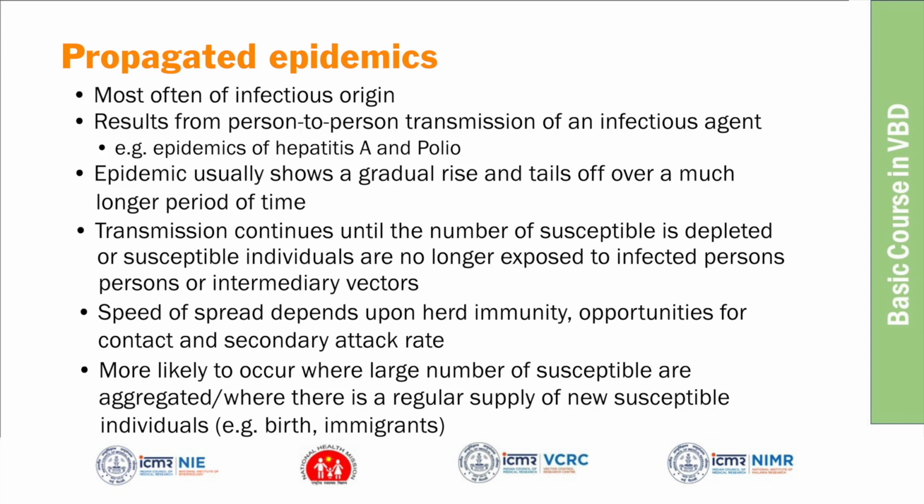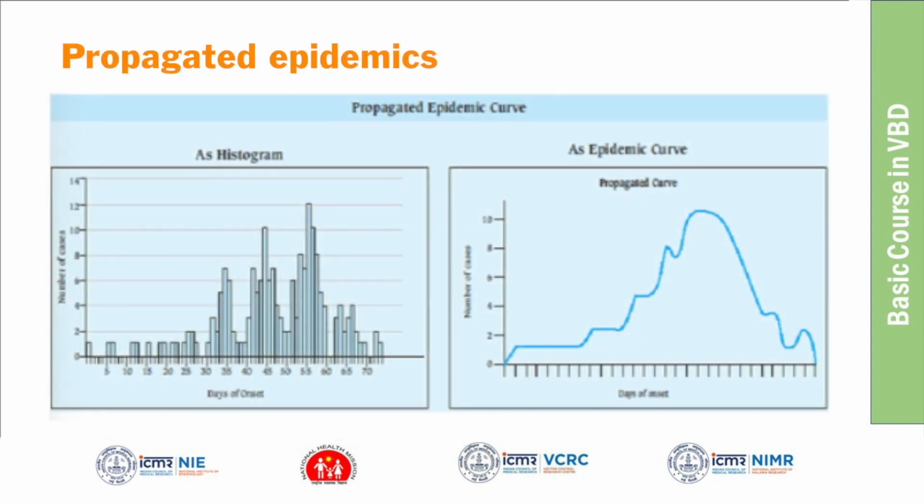The speed of spread depends mainly upon herd immunity, the opportunities for contact, and the secondary attack rate. It is more likely to occur where a large number of susceptibles are aggregated, or where there is a regular supply of new susceptible individuals. For example, if a group of people give birth and migrants are coming in, those are new susceptible individuals. When they get exposed to an already infectious person, they will contract the disease. So this is the curve for propagated epidemics. Now you can understand the difference among the three types.